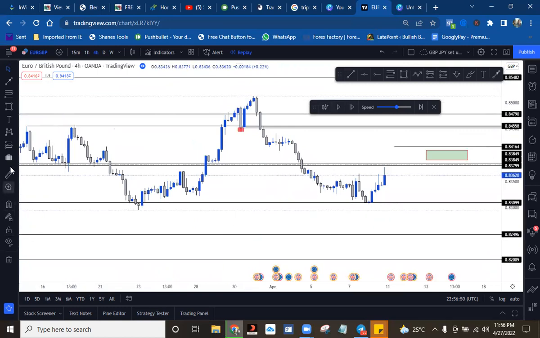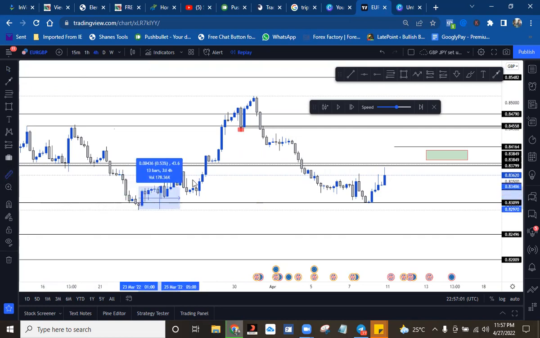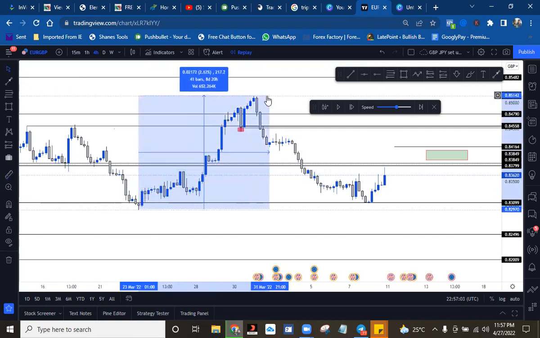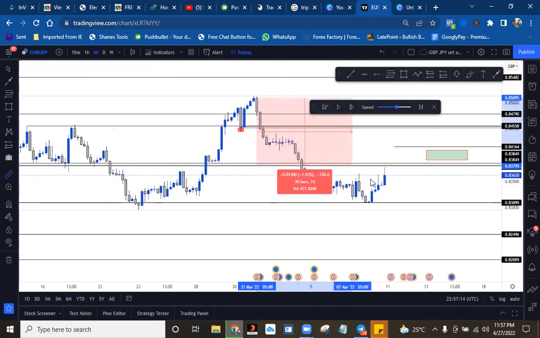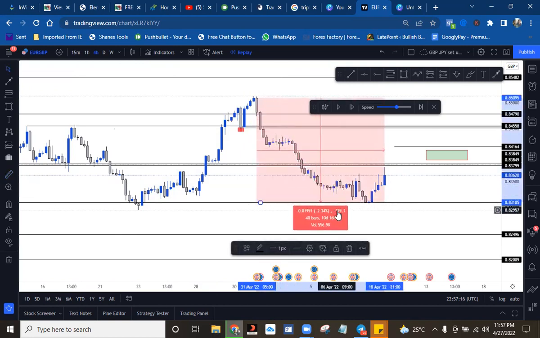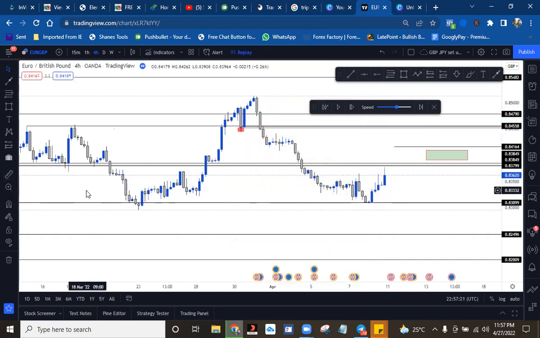What else? Okay, under here you have ruler. You can use your ruler to calculate how many pips from here to here. Let's see. If I click on ruler, I'll click on here. I'll drag it all the way up to here, and it shows me how many pips. That was 217 pips. All the way from here to here was 217 pips. If I want to see all the way from here to here was how many pips? It was about 199 pips. That's what you use your ruler for, okay?